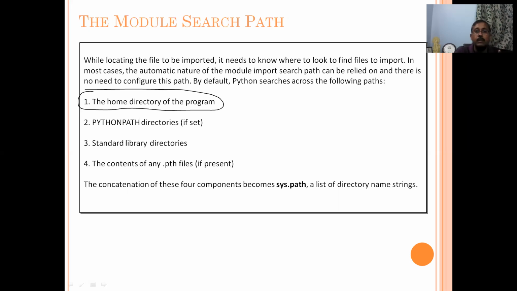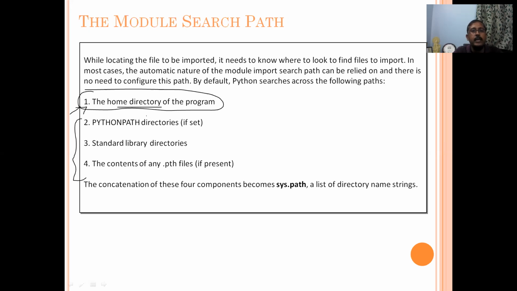And just note one point: if a module, say b.py, is in the home directory, and at the same time it is there in one of the subsequent directories, obviously the home directory one will get the precedence. This is going to override all the other versions. That needs to be kept in mind. So first, it's going to check the home directory.